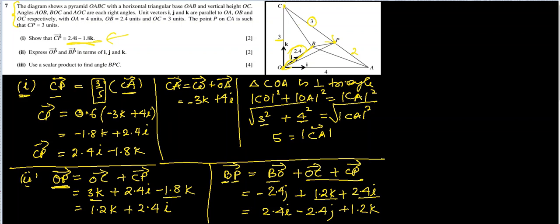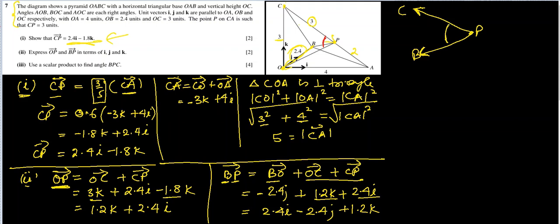Let's go to the third part. Use a scalar product to find the angle BPC. This angle is BPC. Let me redraw the two lines which are forming this angle. This is P, this is B, and this is C. Whenever we need to find an angle, it should be tail to tail. An angle is never head to tail or head to head. It is always tail to tail. That means P has to be the tail and the other 2 points have to be heads.